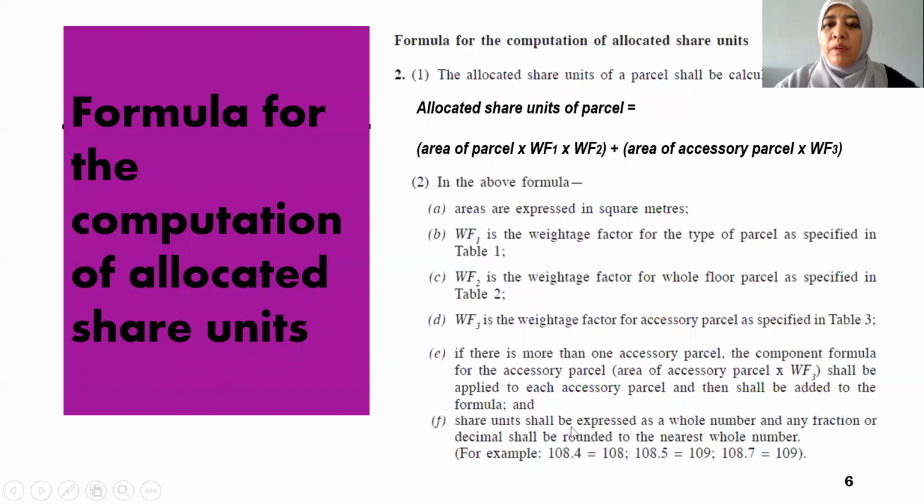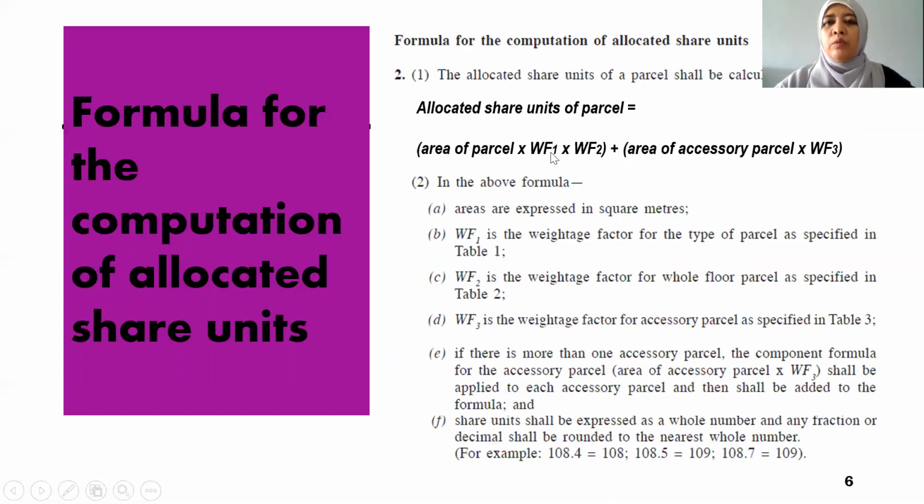And finally, share unit shall be expressed as whole numbers. Mesti dalam nombor bulat, in whole numbers. So if it's 0.4, the nearest whole number is the smaller number just now. But 0.5 you round up to the higher number. If 0.7, it is easy, so you go to the higher number as well.